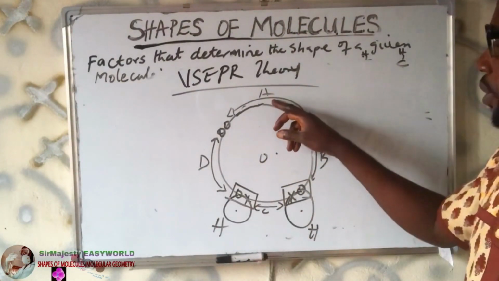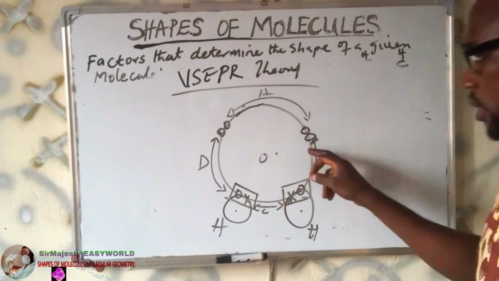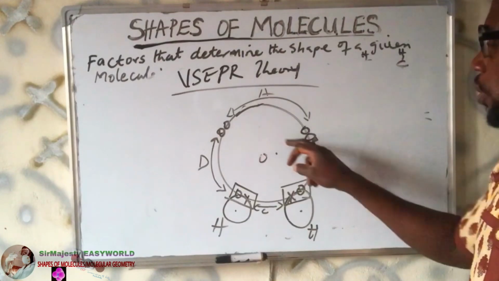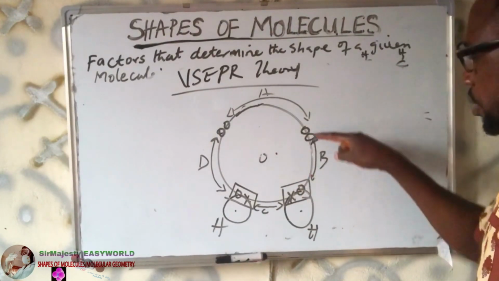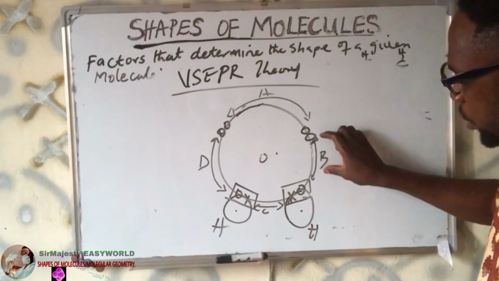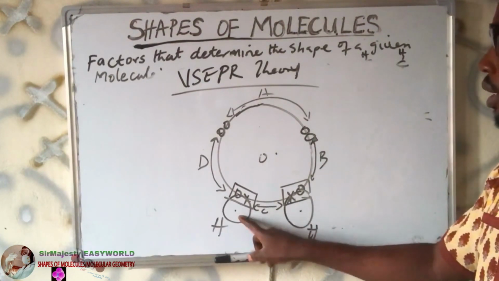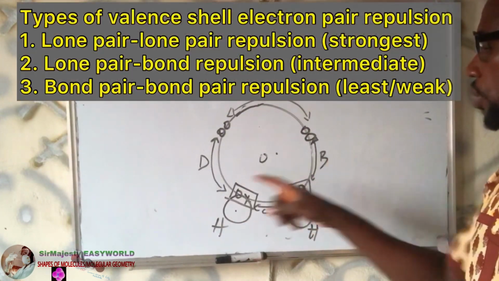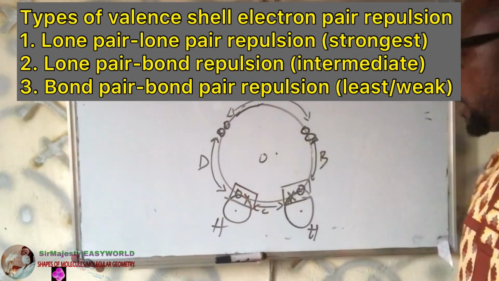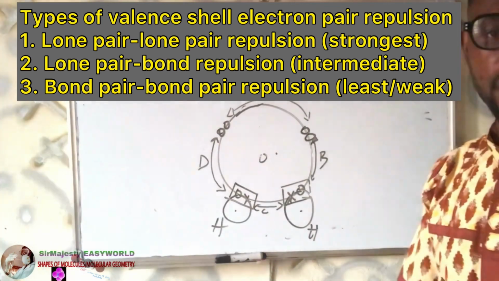You have to agree with me that A is between lone pairs because this is a lone pair, this is a lone pair, and we call it lone pair repulsion. Then B is lone pair bond pair. It appears between the distance between lone pair and bond pair, that's B. Then C is bond pair repulsion. Then D and B are the same because D and B remain lone pair bond pair. So we have these 3 possible interactions.